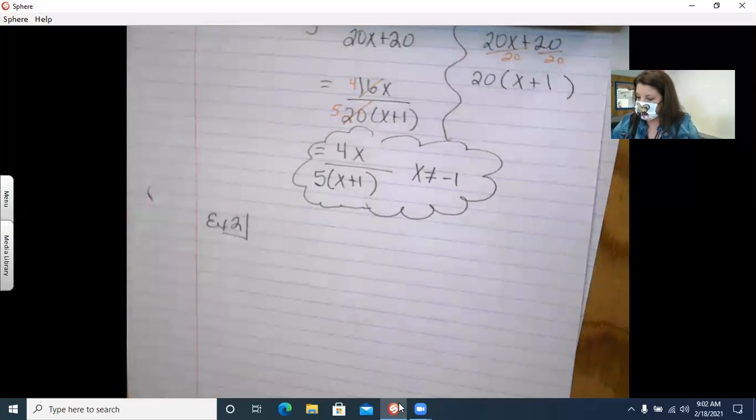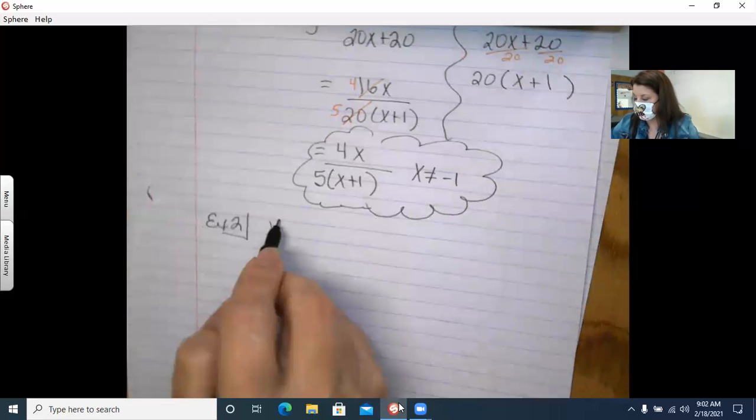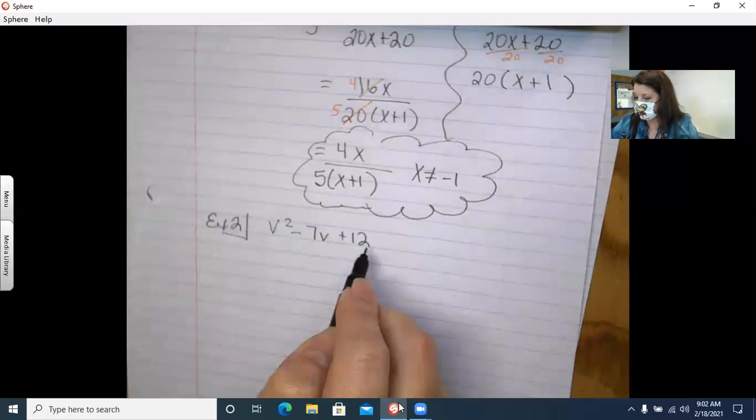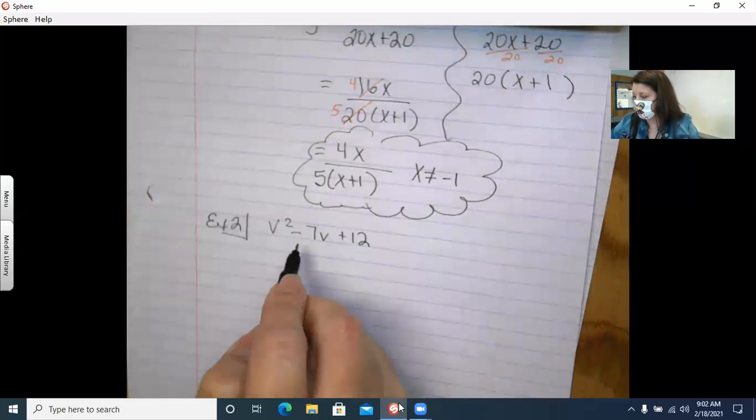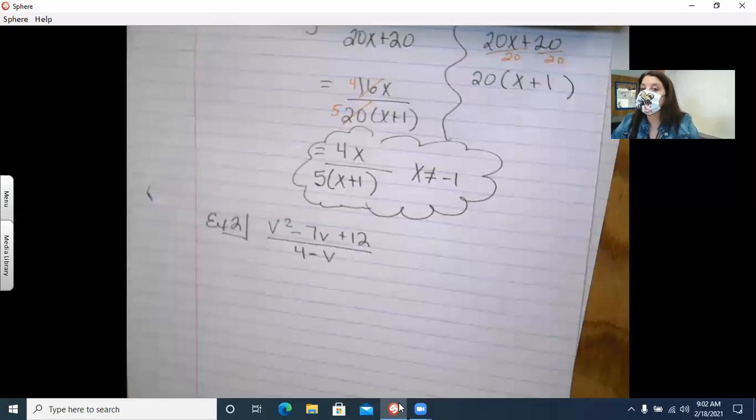All right, how about this? V squared minus 7v plus 12, quantity divided by 4 minus v. So in the numerator, I have 3 terms. In the denominator, I have 2 terms. Is there anything I could cancel out right now? No, because it's all or nothing. So let's see if we can factor either or.